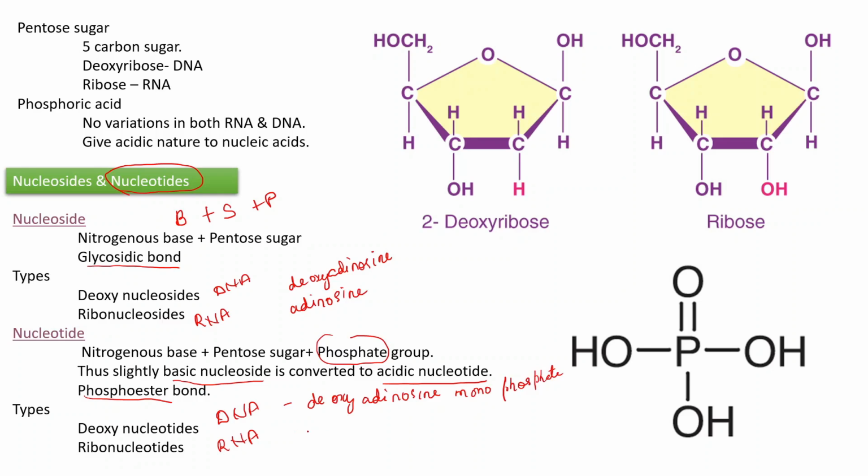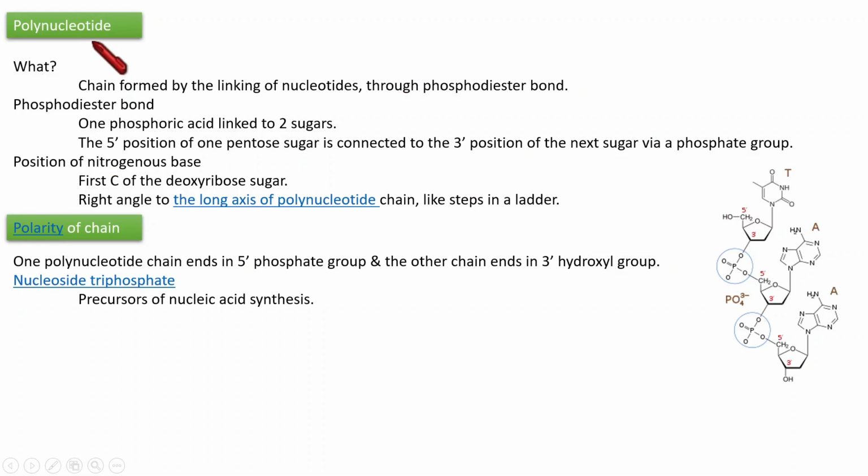In the case of RNA, it becomes adenosine monophosphate. So these are the different types of nucleotides. Okay, I think it's clear to you. Next, we are going to understand about polynucleotide.